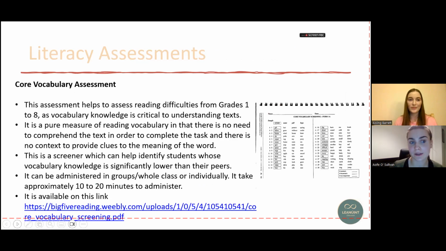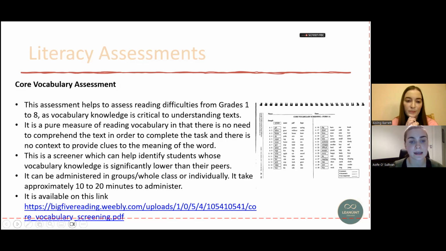This one is particularly useful. So this is a core vocabulary assessment. Now this is based on the American system of grading, but they just map roughly onto the Irish classes. So first class is similar to grade 2, grade 1, and vice versa. But it will be a case of looking at the test, looking at the children that you're supporting or the class that you're supporting and seeing what section of the test you feel is appropriate to administer to them.